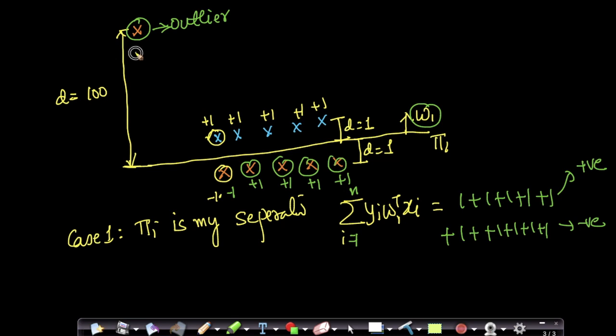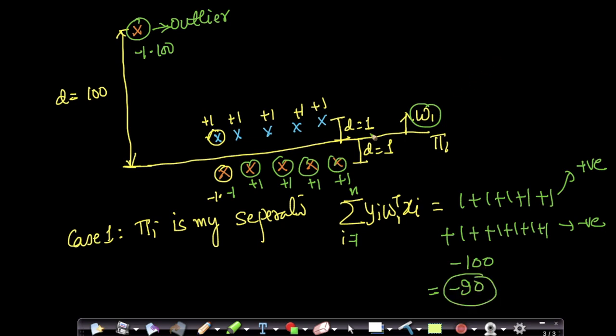So what is its Yi? Its Yi equals -1 because it's an orange cross, which means it's a negative data point. What is its distance from the hyperplane? Its W transpose Xi will be 100, because it's at a distance of 100, in the same direction as W1. So for this point, the final value will be -1 times 100, which is -100, right? When I summate all of these values, +5 +5 minus 100 results in -90.